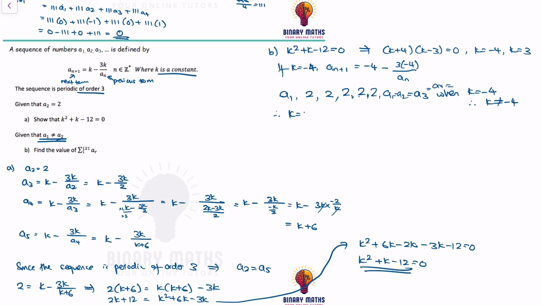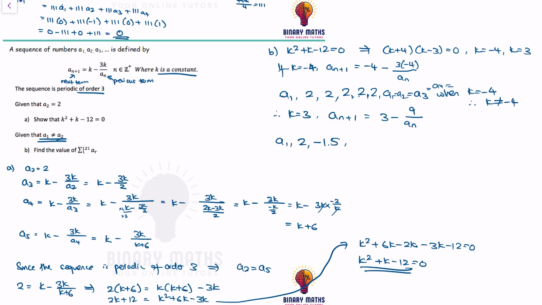Therefore k is equal to 3, which means we get an plus 1 is equal to 3 minus 9 over an, since 3 times 3 is 9. A2 was 2. So if I do 9 over 2, that is 4.5. 3 minus 4.5 is minus 1.5. That would be my third term.